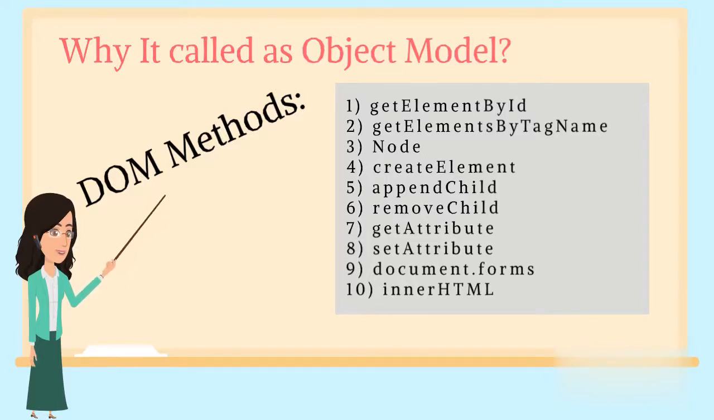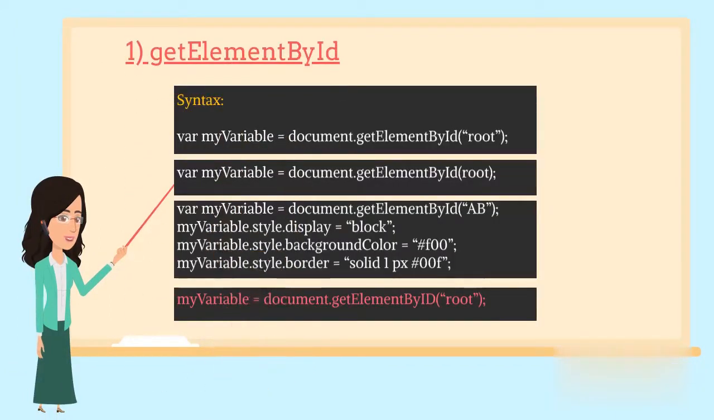So let us start. First is getElementById. getElementById is a method to access any element virtually. It accesses the first element with a specified ID. The syntax you can see on the screen. So here I declare my variable: document.getElementById root. This ID comes from the HTML page, where I mentioned root as the ID.